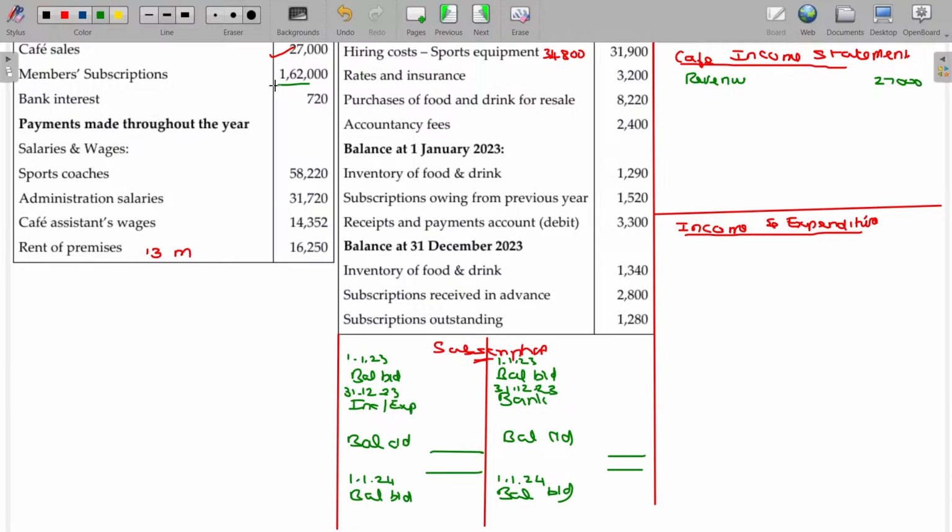Now, member subscription 1,62,000 rupees being the receipts. Bank interest 720 will be named as other income in your income and expenditure account, especially under income. Subscription is the predominant income. I have to find out the subscription for the period after preparing the subscription account, so I'll keep it pending. The value will be posted later on. So bank interest is another other income, this value being 720.